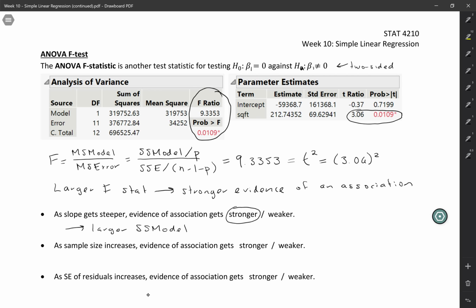What about the sample size? So as the sample size increases, the evidence of association is again going to get stronger. We've seen this in lots of contexts by now.